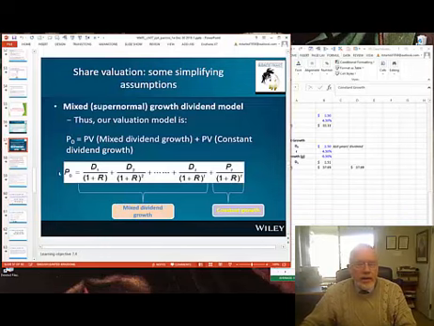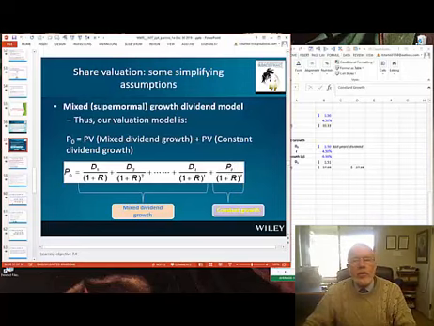Now we're going to look at our equation. At first sight, this equation looks pretty much the same as the ones before, except instead of the dividend at infinity, you've got actually two terms. You're only going out to a time t, and at time t, from then on, you've got something like a constant performance, maybe constant growth performance.